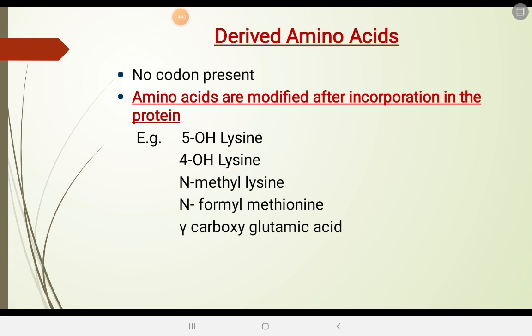The last one is derived amino acids. What is meant by derived amino acids? Derived amino acids have no codon; there is no codon present. Derived amino acids are modified after incorporation in the protein. Examples: 5-hydroxylysine, 4-hydroxyproline, methyllysine, formylmethionine, gamma-carboxyglutamic acid. These are modified after incorporation in the protein.